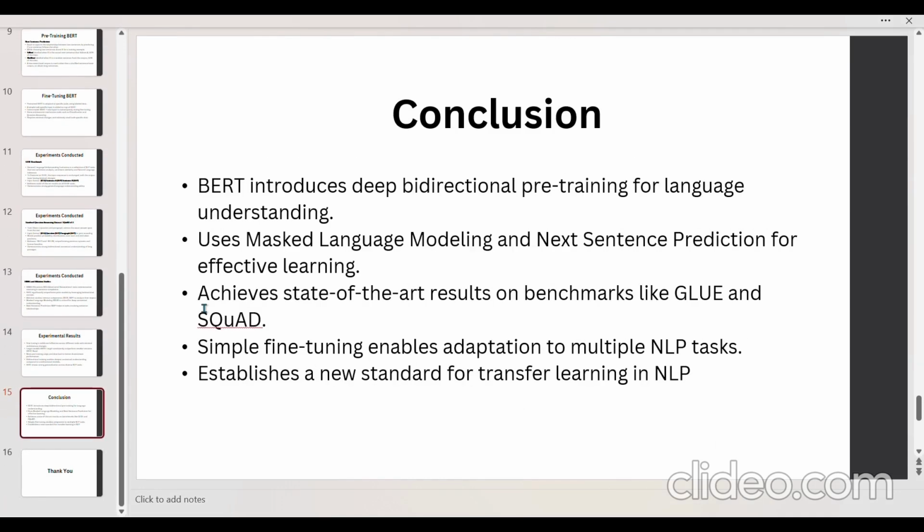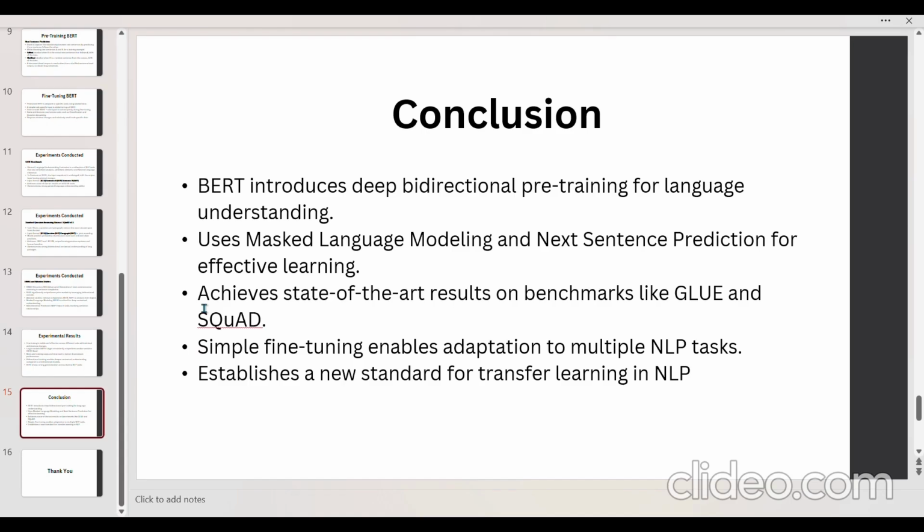So in conclusion, the BERT model is unique in the way that it introduces deep bidirectional pre-training for language understanding. The pre-training tasks include masked language modeling and next sentence prediction for effective learning. The BERT model has achieved state-of-the-art results on benchmarks like GLUE and the Stanford Question Answering Dataset and multiple other experiments. A simple fine-tuning process can enable BERT to adapt to multiple diverse natural language processing tasks.